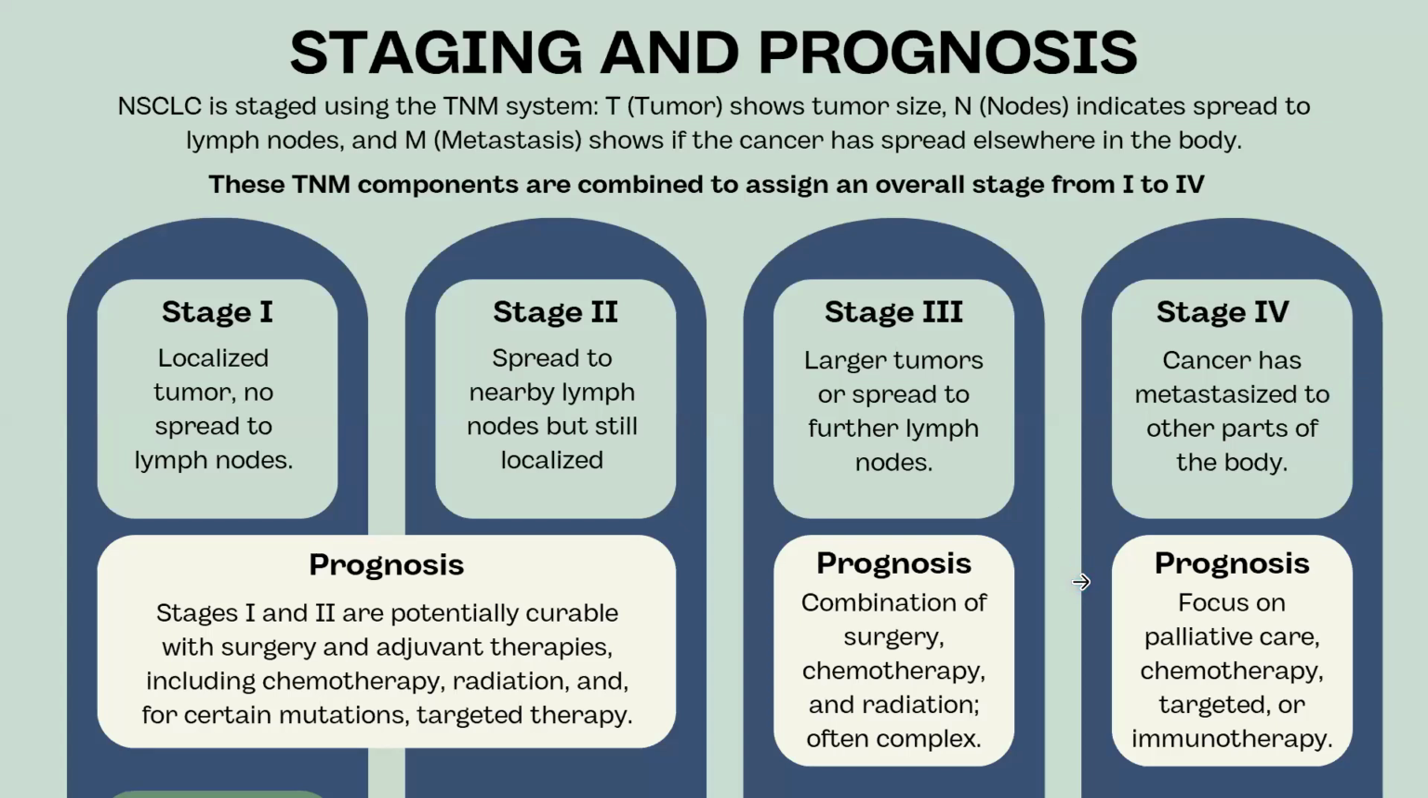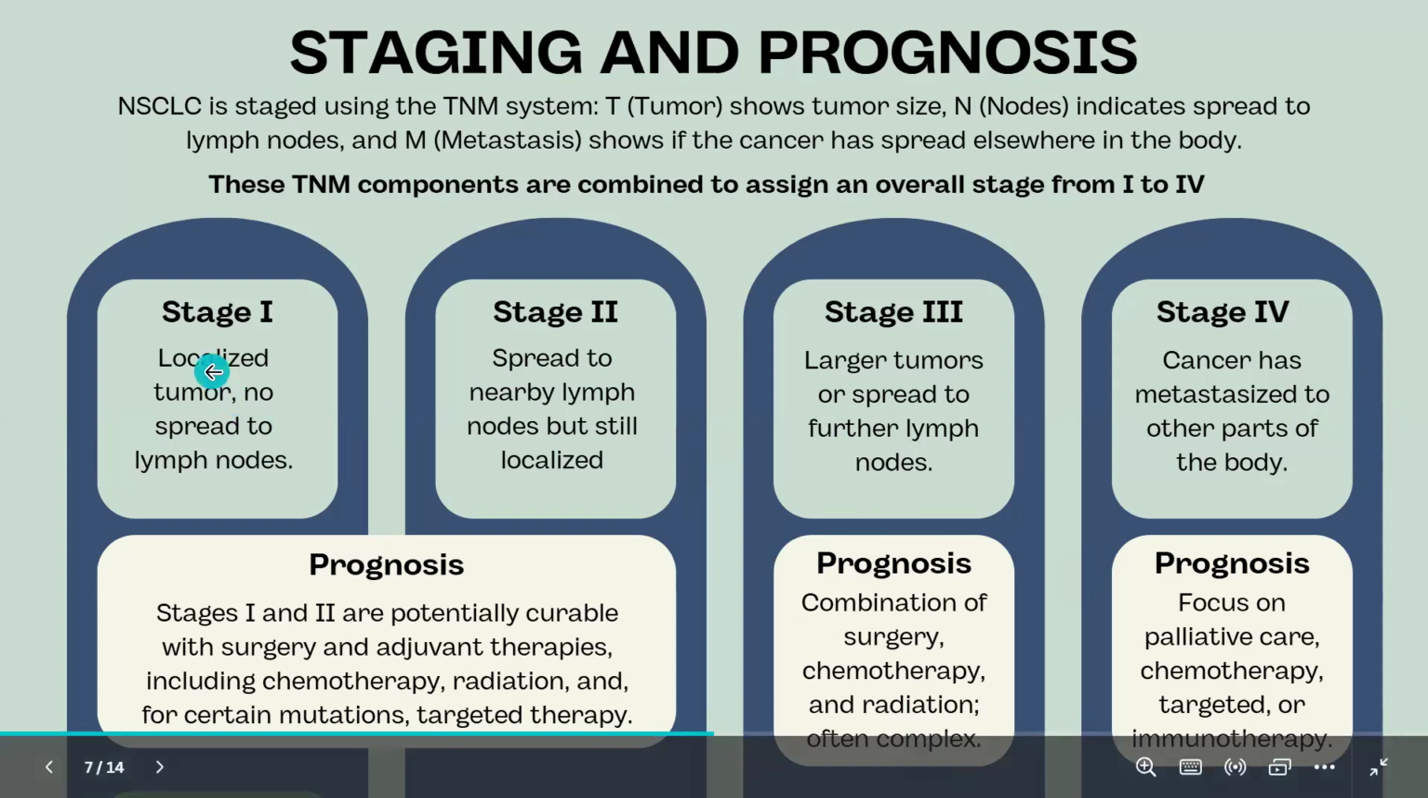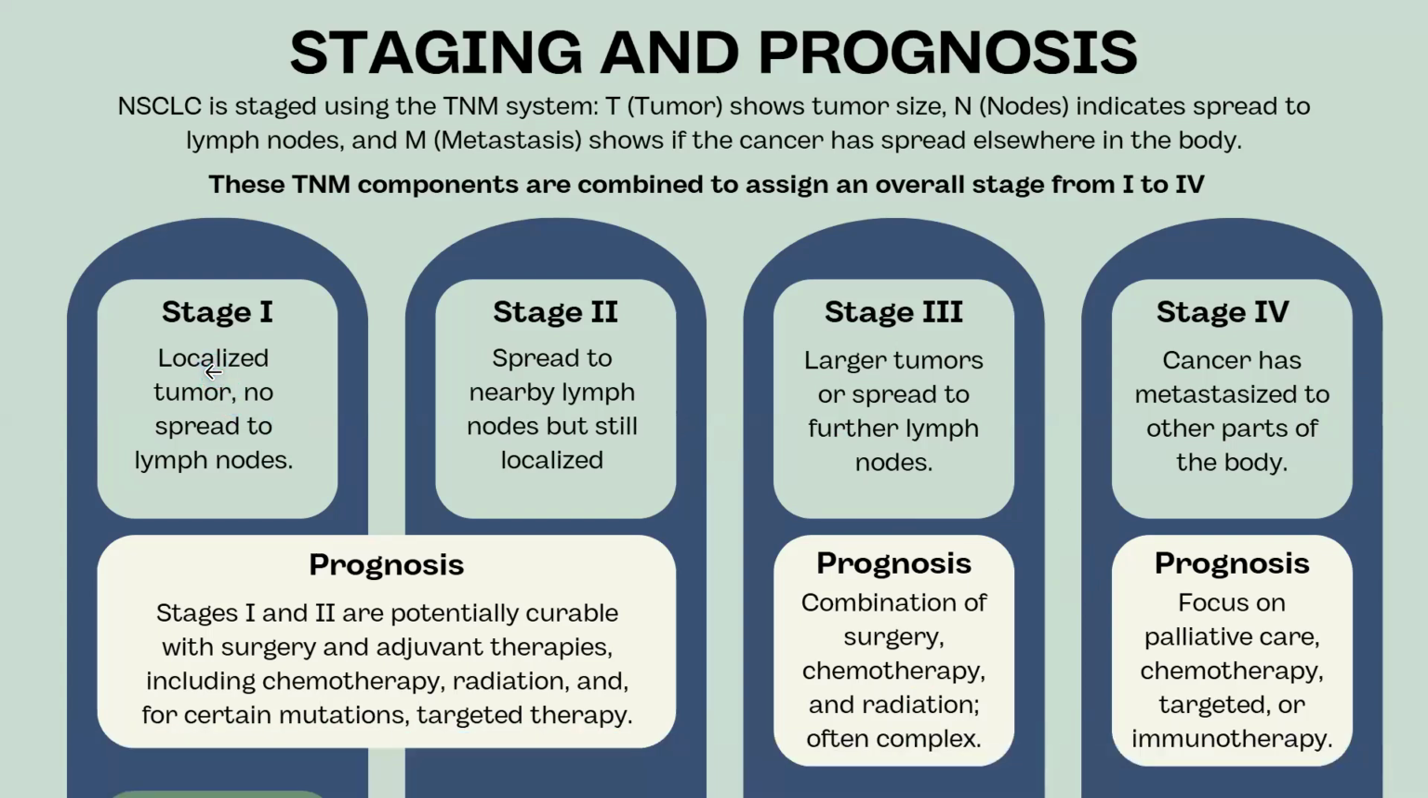Staging and prognosis. So NSCLC is staged using the TNM system, pretty standard. It examines tumor size, lymph node involvement, and metastasis to other organs. For NSCLC in stage 1, the cancer is localized and often treated with surgery and sometimes radiation. Stage 2 can include lymph node involvement, so surgery with adjuvant chemotherapy or radiation is common.